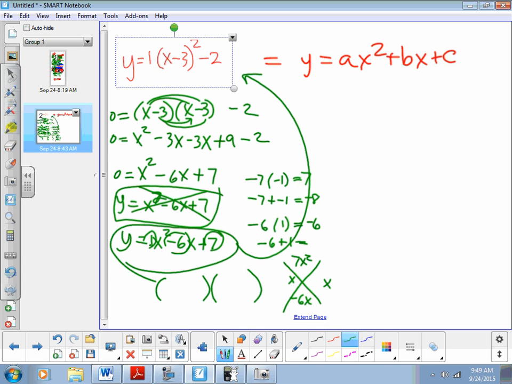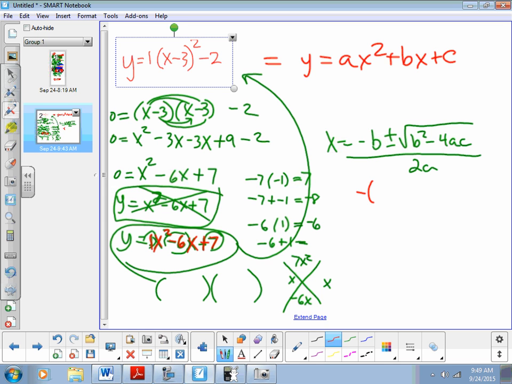So if I get to this point, first thing I'm going to do is this. Do I know what A, B, and C are? A is 1. B is negative 6. And C is 7.